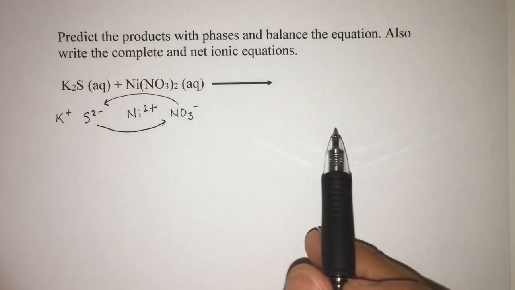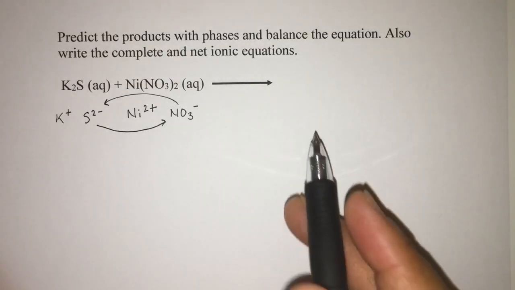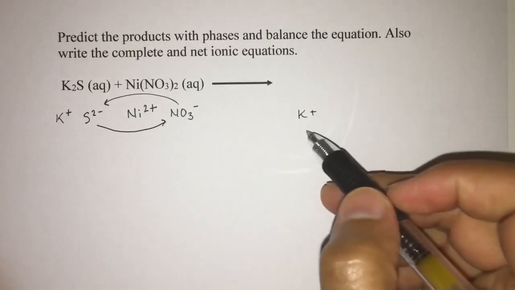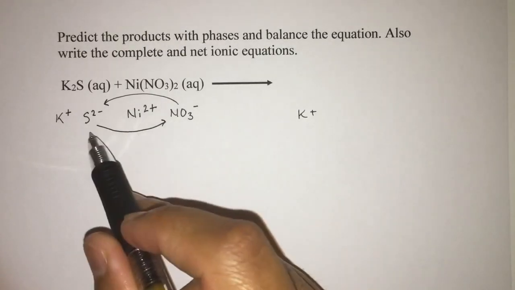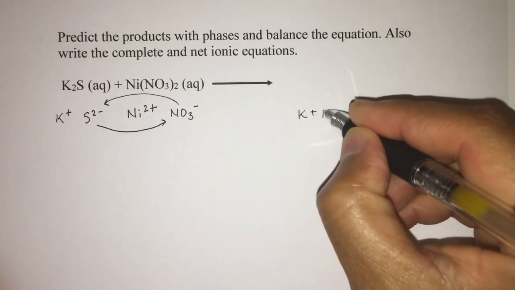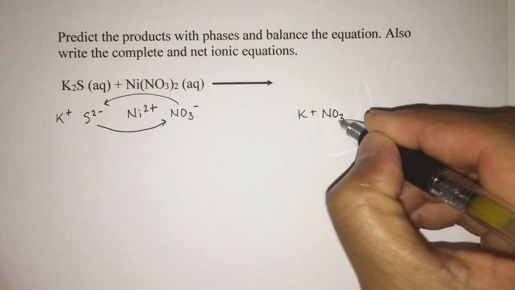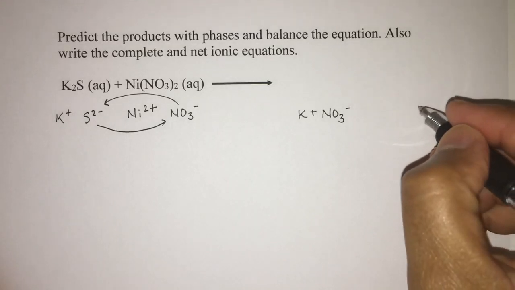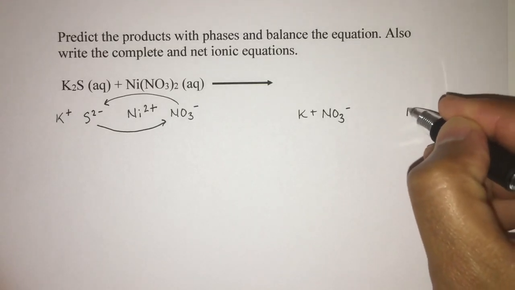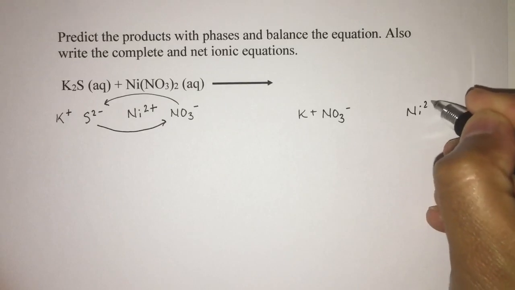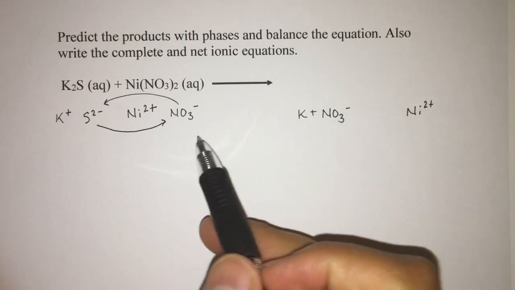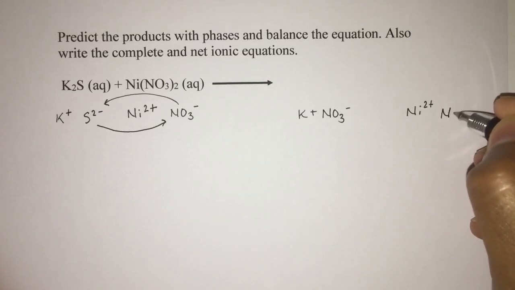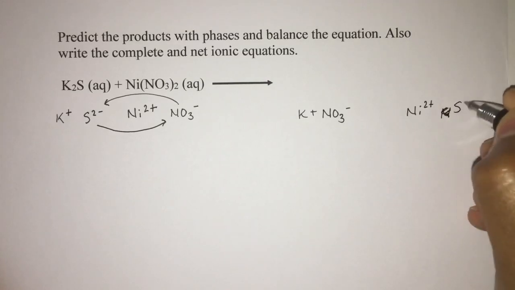So on the product side of the yield sign, we want to write those species. So we'll write a product with potassium, but instead of the sulfide, we'll write the nitrate ion. And then the second product, we'll write the nickel, but instead of the nitrate, we'll write the sulfide.